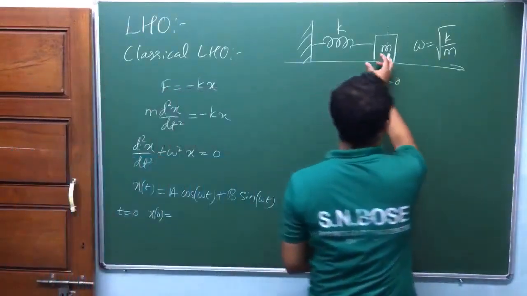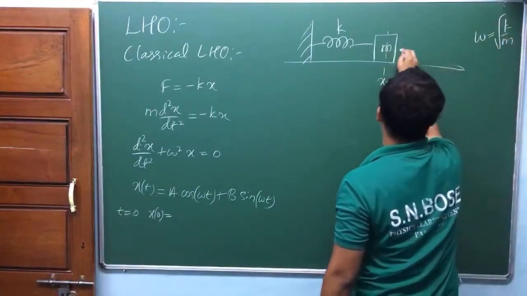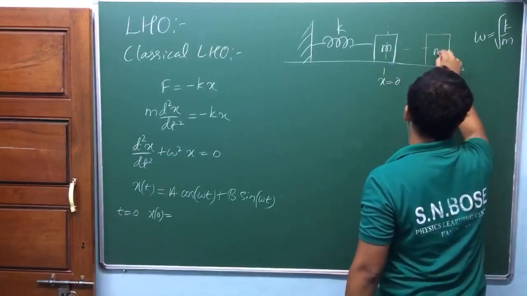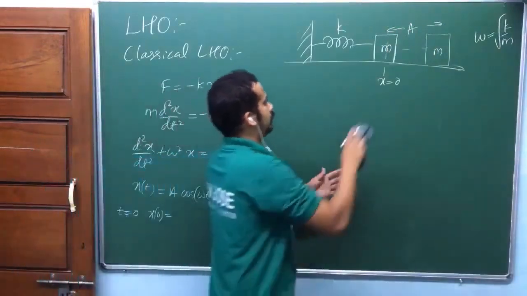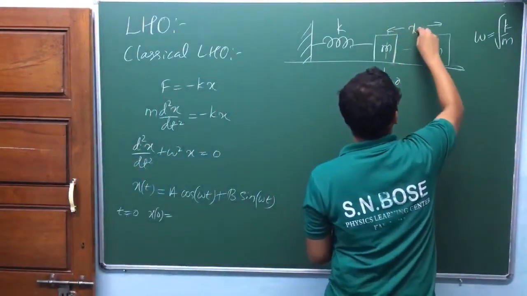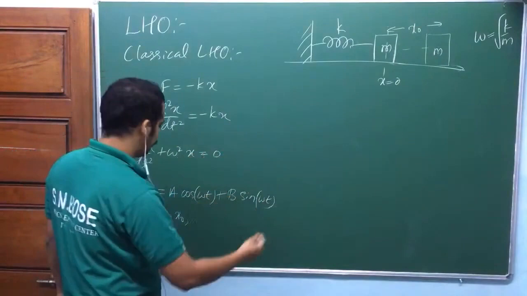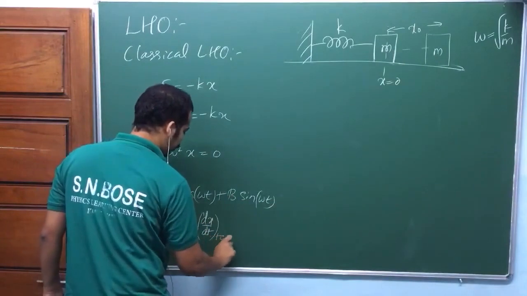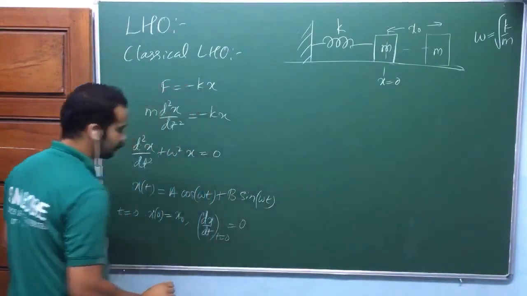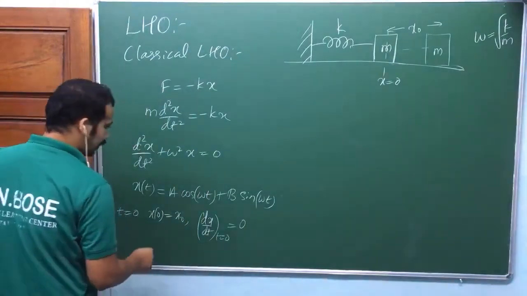I'm just dragging this one by a distance A, and then I'm just leaving it. I'll call it x naught. So x of 0 is equal to x naught, and I'm leaving it with zero initial speed. That means dx by dt at t equal to 0 is also equal to 0.